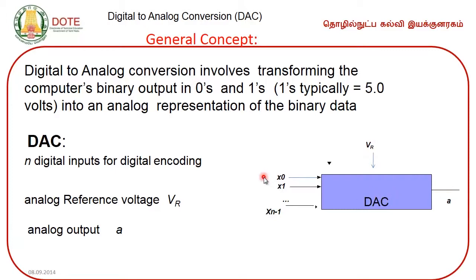Now, let us see. That means the general idea is that at the output we are going to get the analog voltage based on the bit pattern available at the input combined with the reference voltage, right. Now, let us see how to do it.